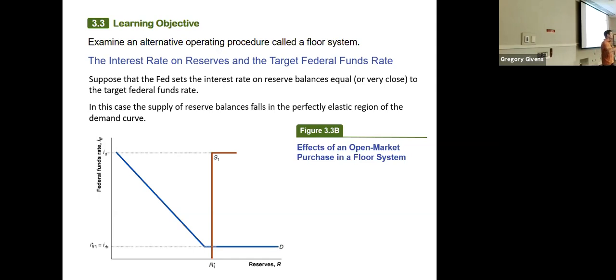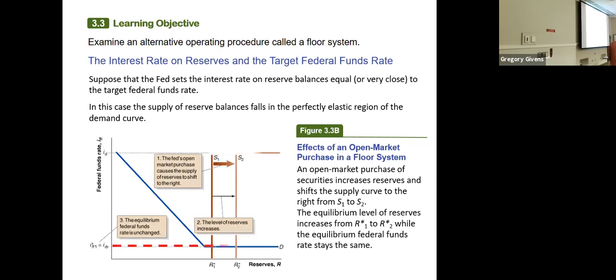This is the key difference that you have to know. Corridor system pre-crisis, the Fed conducts policy via open market operation. Post-crisis, the way the Fed moves the federal funds rate around is simply by announcing changes in the interest rate on reserves, which is an administrative rate. It is not a market-determined rate. When they want to raise or lower the funds rate, they simply raise or lower the interest rate on reserve balances, and that will lift up or down this perfectly elastic component of the demand schedule, okay?